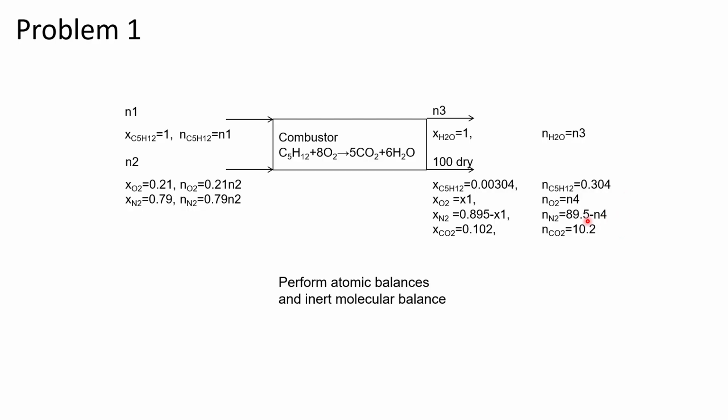So before writing this down, let's go ahead and calculate the flow rate of CO2 in the stream. The flow rate of CO2 is equal to the fraction of the stream which is CO2, 0.102, times 100. That gives us 10.2.